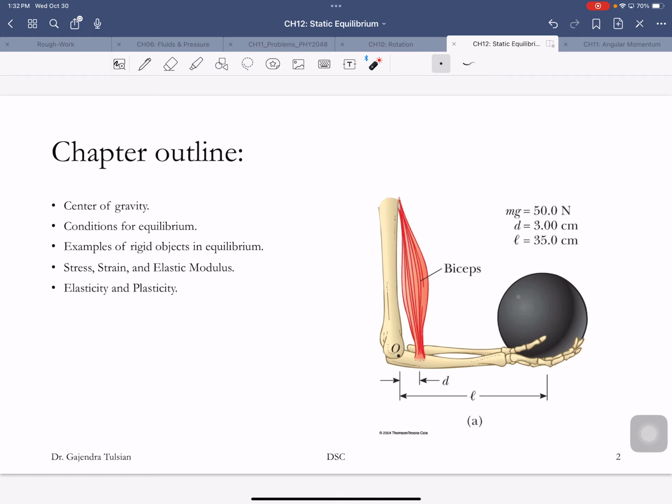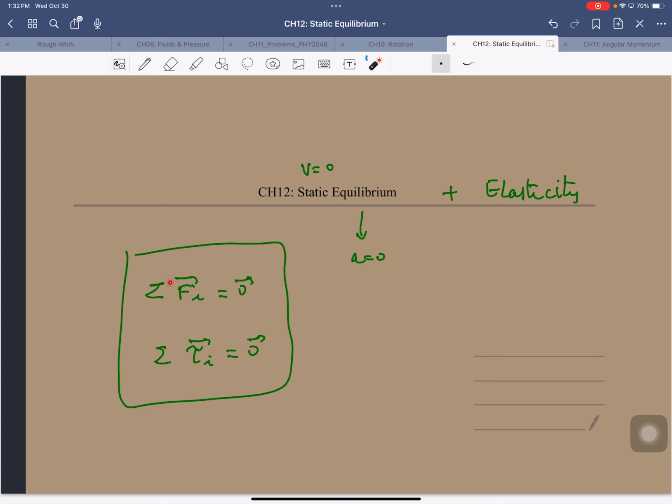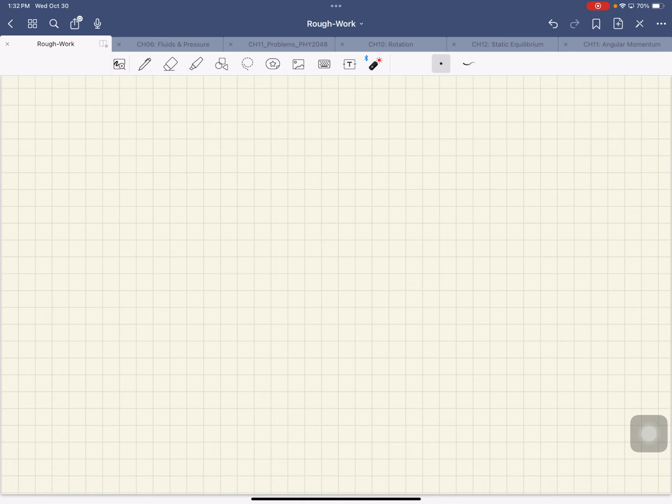So now let me show you why you need these two conditions. We'll use a simple example. I apply a force like this to this object. That's the center of mass of the object. What will happen to this object? It will accelerate upward. So it will accelerate in that direction.